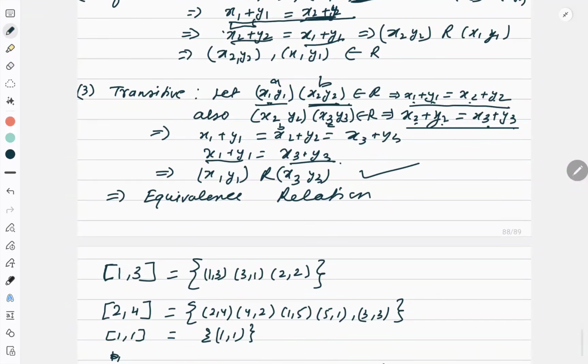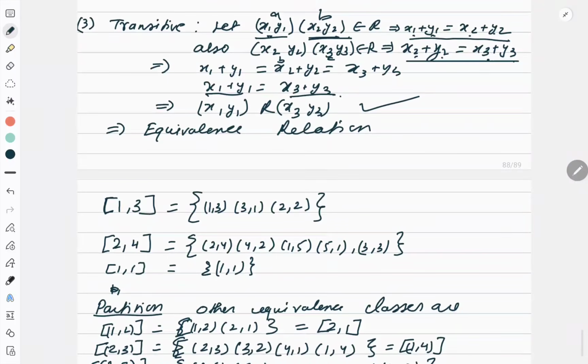Correct? Now the next part, they are asking for the equivalence class. Now if I am asking for the equivalence class of 1 comma 3, so 3 plus 1 is 4. So I should figure out all the ordered pairs whose sum is 4. So 1 comma 3 will always be there, then 3 comma 1 will also be there, and 2 plus 2 is 4, so 2 comma 2 will also be there. Now here it is 2 comma 4, so 4, 5, 6. So I should figure out all the ordered pairs whose sum of both the things, abscissa and ordinate, is 6. So 2 comma 4, 4 comma 2.